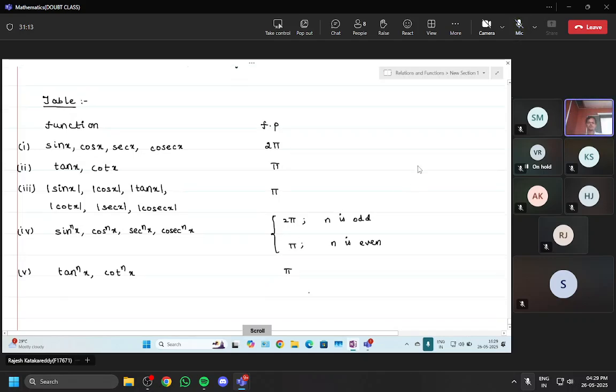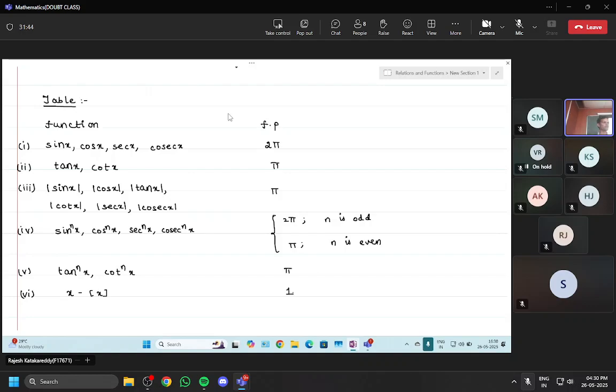Now, one more function is there. I think this is the last one I can say. Sixth one. In the sixth one, what we can say here is, if I have x minus greatest integer of x, that is the fractional part of x, the fundamental period is 1 for that function. You see the graph, all are parallel lines. In between 0 to 1, you will be having them.